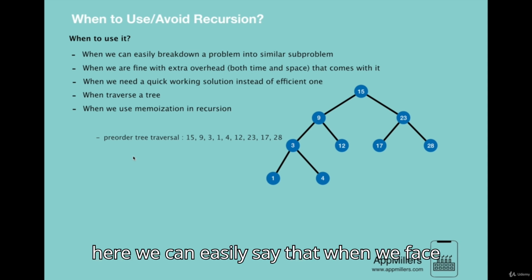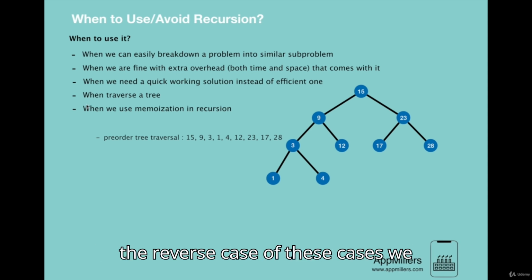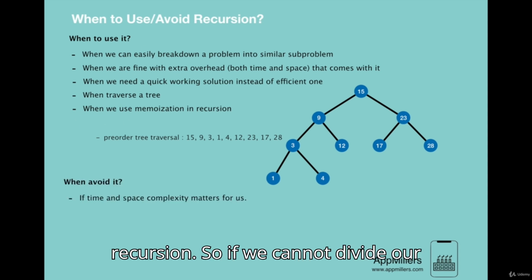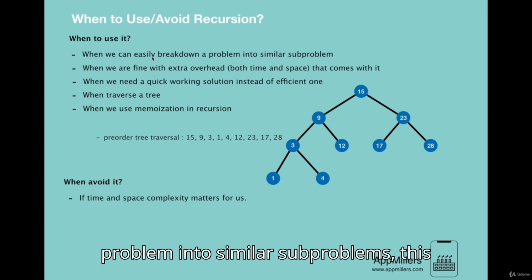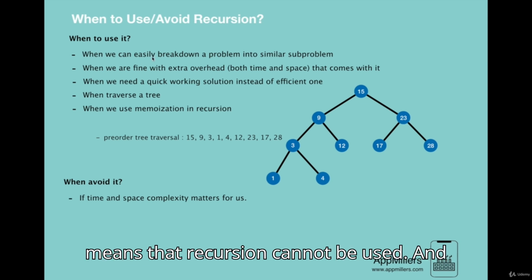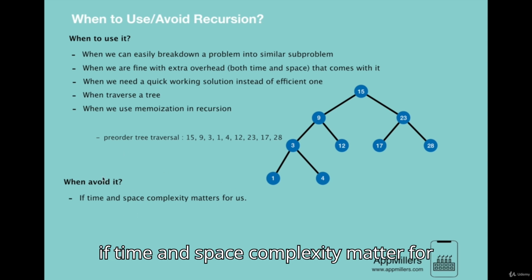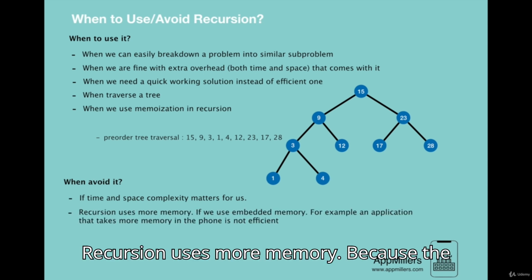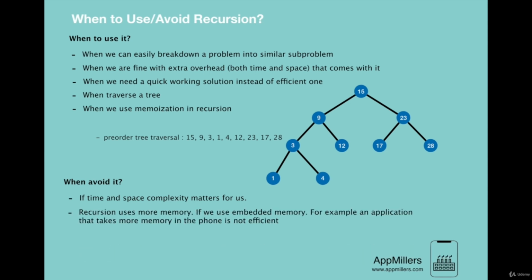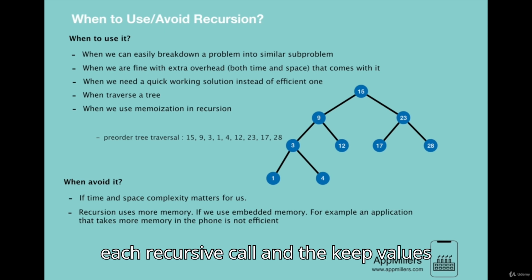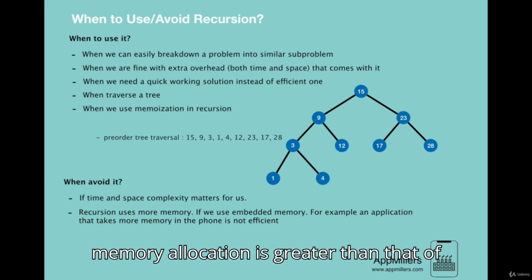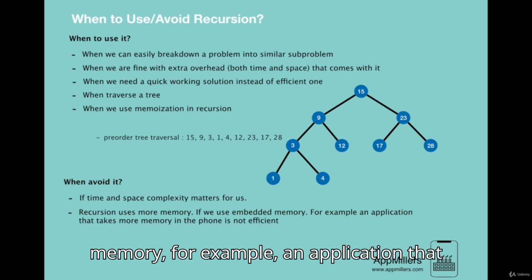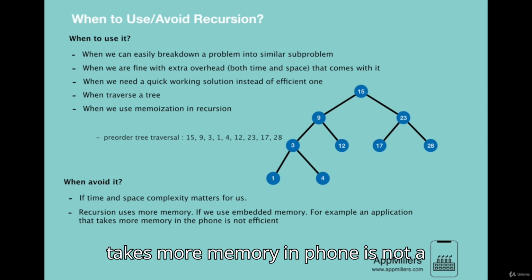So here we can easily say that when we face the reverse case of the cases we mentioned here, we cannot use recursion. If we cannot divide our problem into similar subproblems, this means that recursion cannot be used. And if time and space complexity matter for us, then recursion is not advisable. Recursion uses more memory, because the function has to add to the stack with each recursive call and keep values there until the call is finished, so the memory allocation is greater than that of an iteration function. If we use embedded memory, for example, an application that takes more memory in a phone is not efficient.